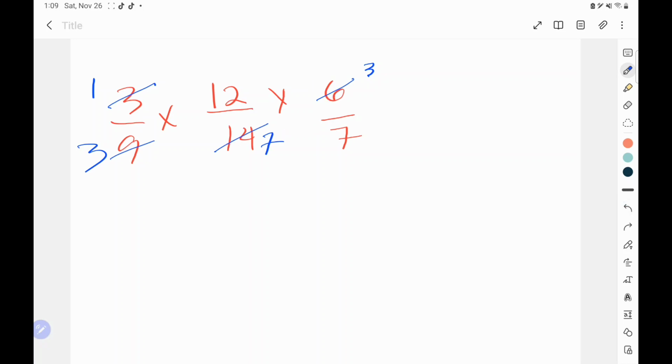Next, is there anything that we can cancel? Yes, there is. There's something that we can cancel out more. We have 3 and 3, so that becomes 1 and 1, right? Is there anything else? Let's see. Nothing else. So all we have to do is just multiply.